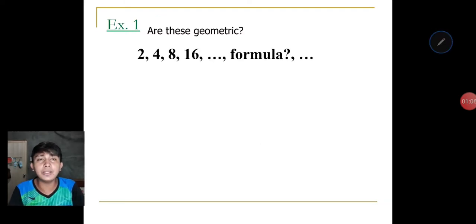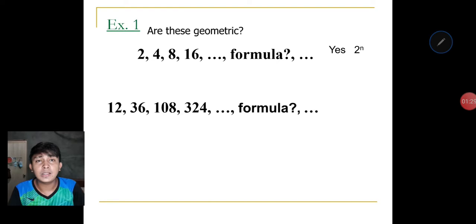So let's have a brief review. 2, 4, 8, 16. Is this sequence geometric? Okay, very good. The sequence is geometric. So the formula is 2 raised to n. Okay, the next one: 12, 36, 108, 324. Is this a geometric sequence? Okay, yes, it is a geometric sequence with the formula 4 times 3 raised to n.